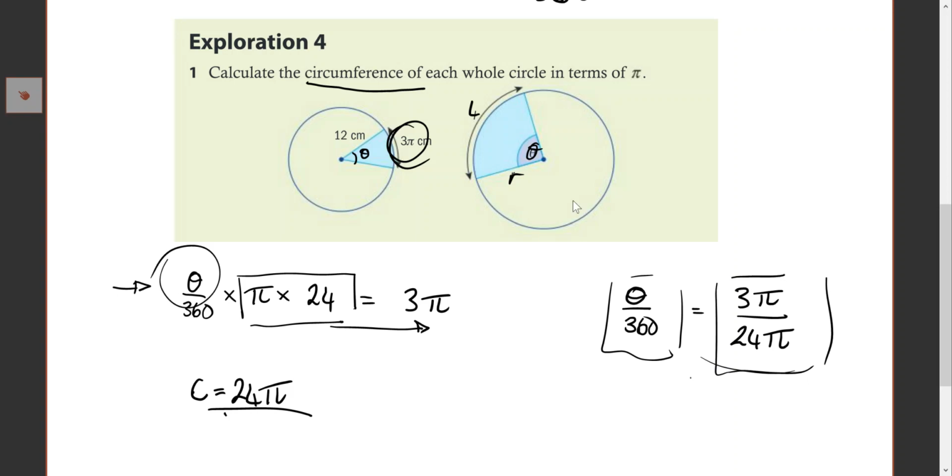So if I asked you to use this one to come up with a general formula for theta in terms of L and R, theta equals 360 times 3 pi divided by 24 pi. No, that's only for this one in particular. L over 2 pi r, 2 pi r or pi d, up to you. So would that simplify to 360 L over pi d? Yep, without needing the brackets.